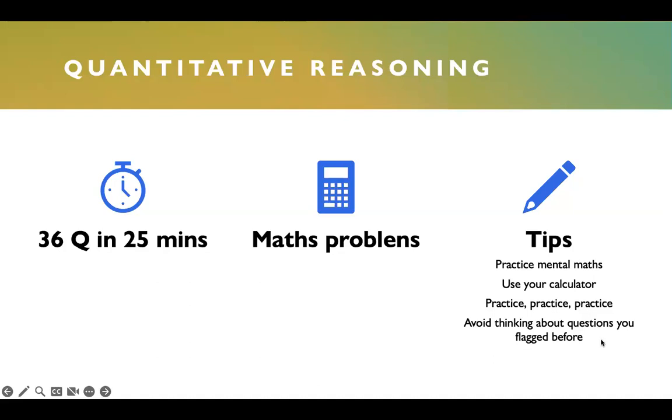Avoid thinking about the questions you flagged before. This is really important, I think, for quantitative reasoning, because even though you've flagged and moved on from that question, your brain might still keep trying to figure out that question. Try avoiding doing that, because then you'll lose your concentration on the current question you're on and maybe not read it properly and then put down the wrong answer. So try avoiding doing that.